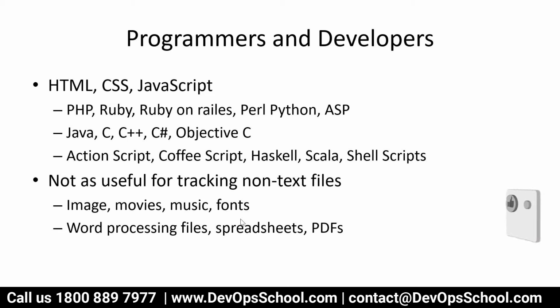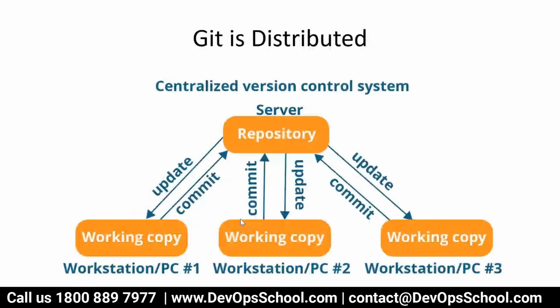But images are not text-based files. Movies are binary, non-text-based files. Music, fonts, Word documents, PDF are also not text-based files. A spreadsheet is also not. It's an executable, an application itself actually. So this you can store in Git, but you cannot version it. You cannot compare two Excel files, or one image committed at two times. You cannot compare. So that is something.